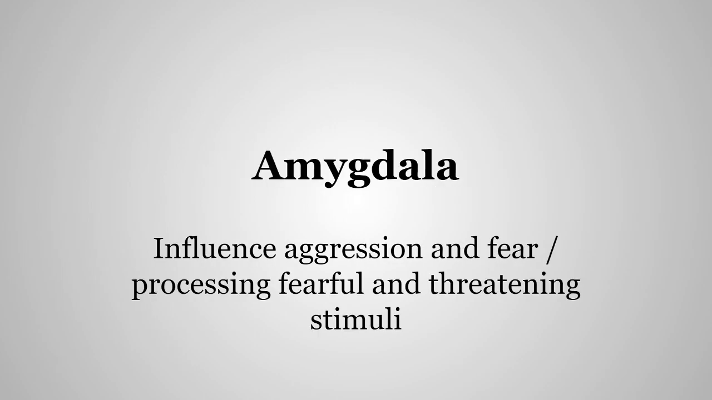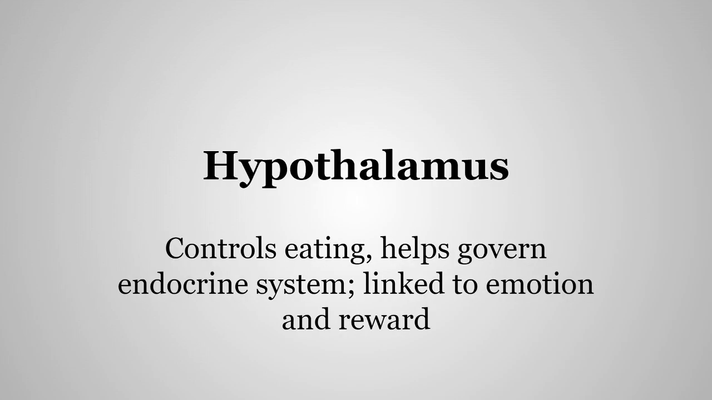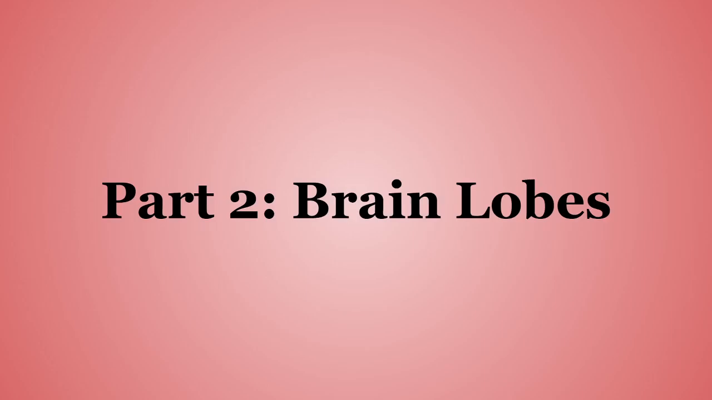Amygdala. The amygdala influences aggression and fear. It helps process fearful and threatening stimuli. Hypothalamus. The hypothalamus controls eating, helps govern the endocrine system, and is linked to emotion and reward.